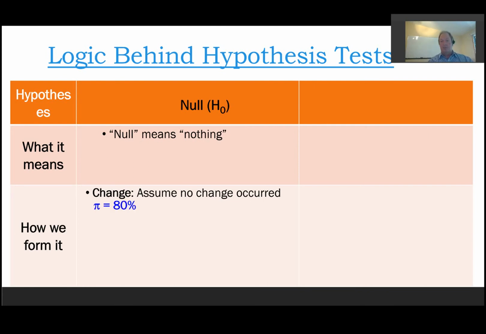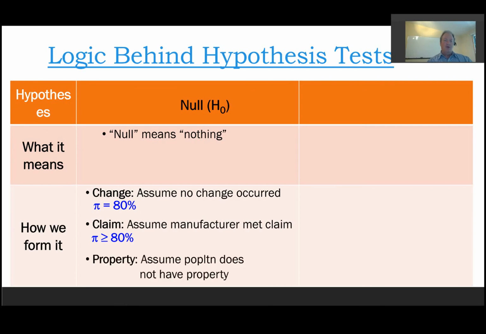And since the injury rate was 80%, we would say that the population percentage after the change was still equal to 80%. No change had occurred. Nothing happened. With the claim, Colgate's claiming that 80% or more of the dentists are going to recommend their brand. So this would be the null. In other words, if that happened, nothing out of the ordinary would be said to have occurred.